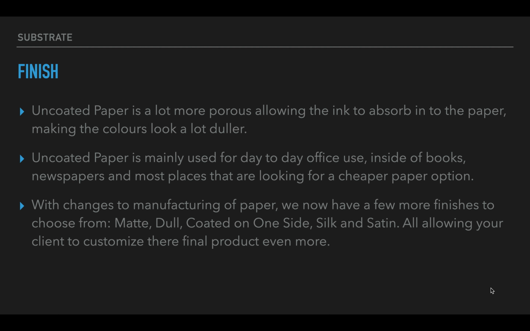Uncoated paper is a lot more porous, allowing the ink to absorb into the paper, making the colors look a lot duller. Uncoated paper is mainly used for day-to-day office use, inside of books, newspapers, and most places that are looking for a cheaper paper option. With changes to manufacturing of paper, we now have a few more finishes to choose from: matte, dull, coated on one side, silk, and satin, all allowing for your client to customize their final product even more.